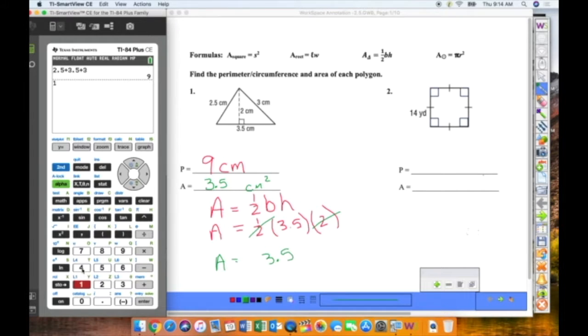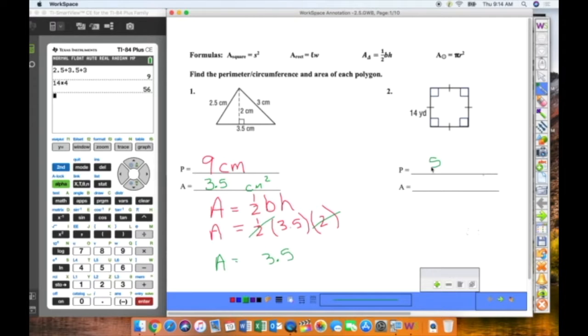So to find the perimeter, I could do 14 plus 14 plus 14 plus 14, or just realize that's what multiplication is all about, and just multiply by 4, and then realize that the perimeter is going to be 56 yards to the first power because we're only dealing with length. Then area is, of course, side squared for this square. Instead of doing length times width, that's why we're doing side squared, because the length and the width are the same thing.